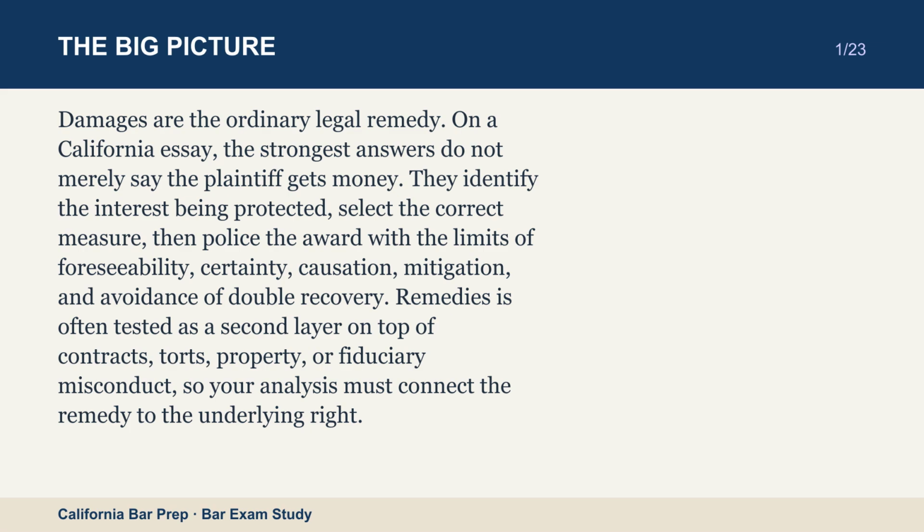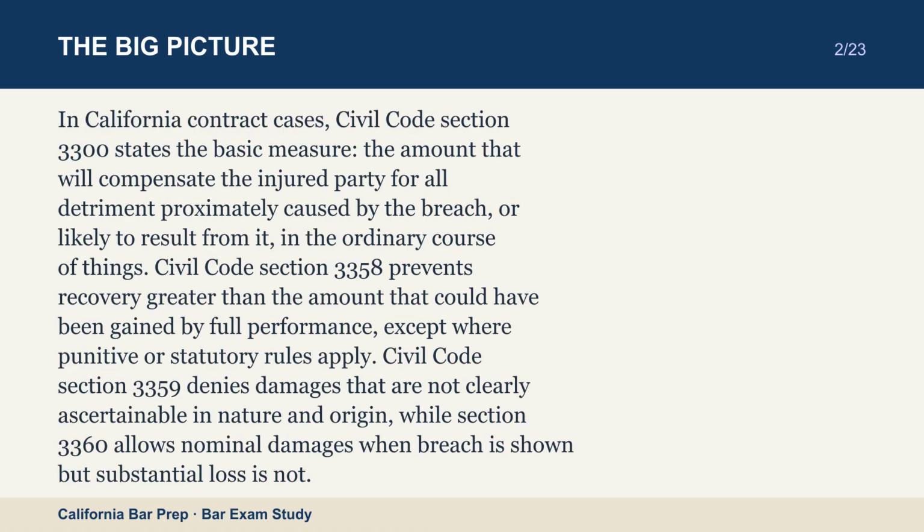Remedies is often tested as a second layer on top of contracts, torts, property, or fiduciary misconduct, so your analysis must connect the remedy to the underlying right. In California contract cases, Civil Code Section 3300 states the basic measure, the amount that will compensate the injured party for all detriment proximately caused by the breach, or likely to result from it, in the ordinary course of things. Civil Code Section 3358 prevents recovery greater than the amount that could have been gained by full performance, except where punitive or statutory rules apply.